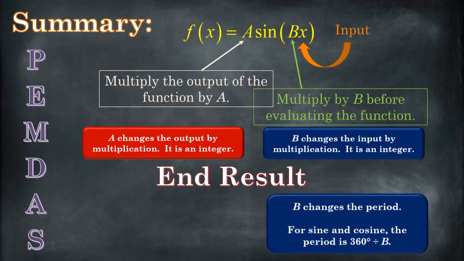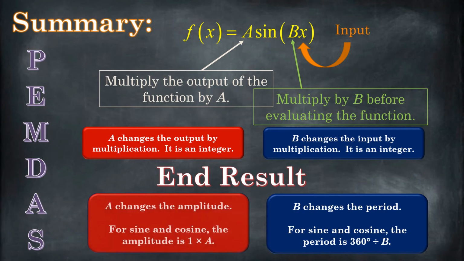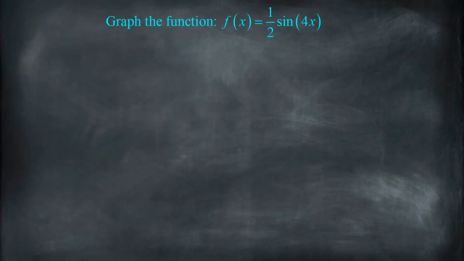Now, b changes the period, right? So your normal period for sine and cosine is 360. So you just divide by b, that's your period. And, right, a changes the amplitude. So whatever your amplitude is, you multiply that by 1 for sine and cosine. Boom, you're done. So let's jump into an example here, shall we?